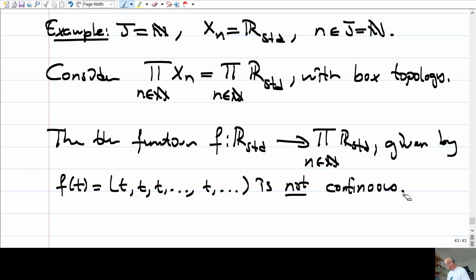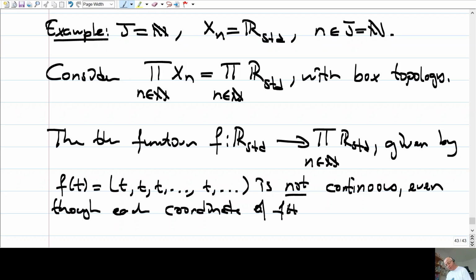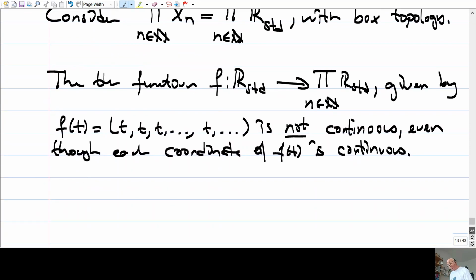Although, even though each coordinate function of f of t is continuous. Not just continuous, they are the identity functions from R to R, but when I put them all together, this function becomes not continuous. Why is that?